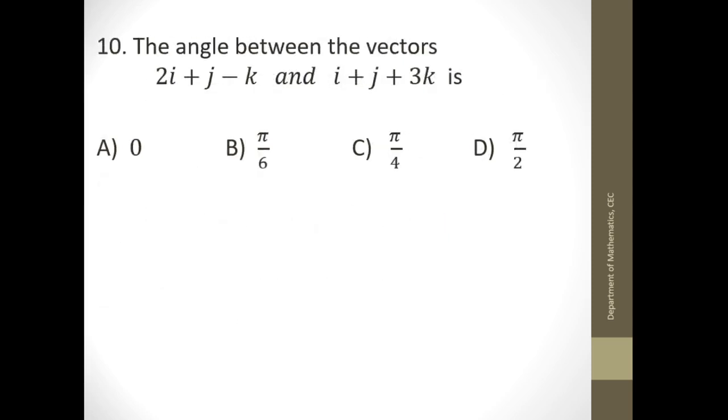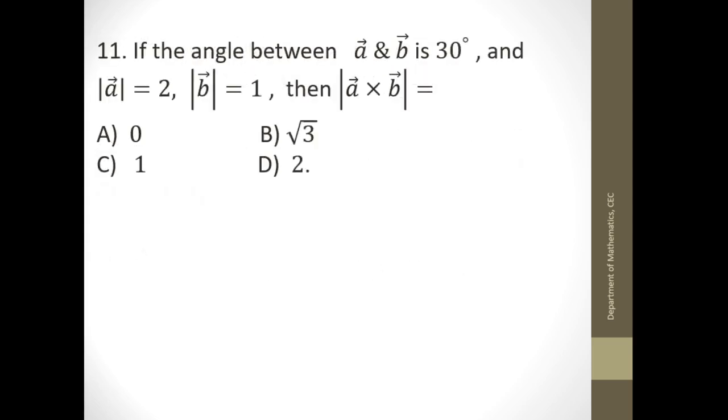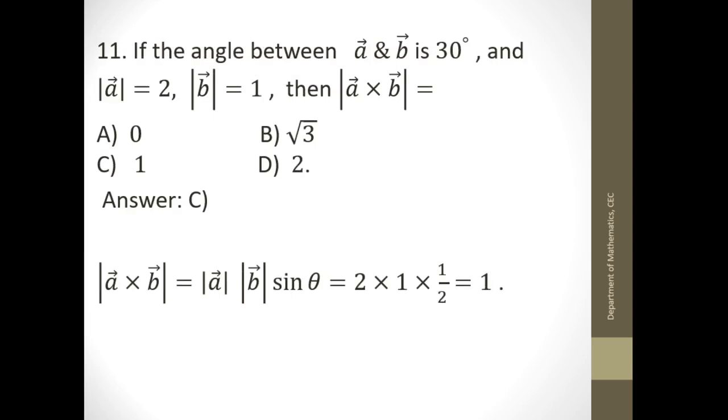The angle between the vectors. First find A dot B. Since A dot B is 0, no doubt A and B are perpendicular, the answer is D. If the angle between A and B is 30 degrees and the magnitude of A is 2, the magnitude of B is 1, then the magnitude of A cross B is the magnitude of A into the magnitude of B into sin theta. Therefore, 2 into 1 into sin 30 is half. The answer is C.